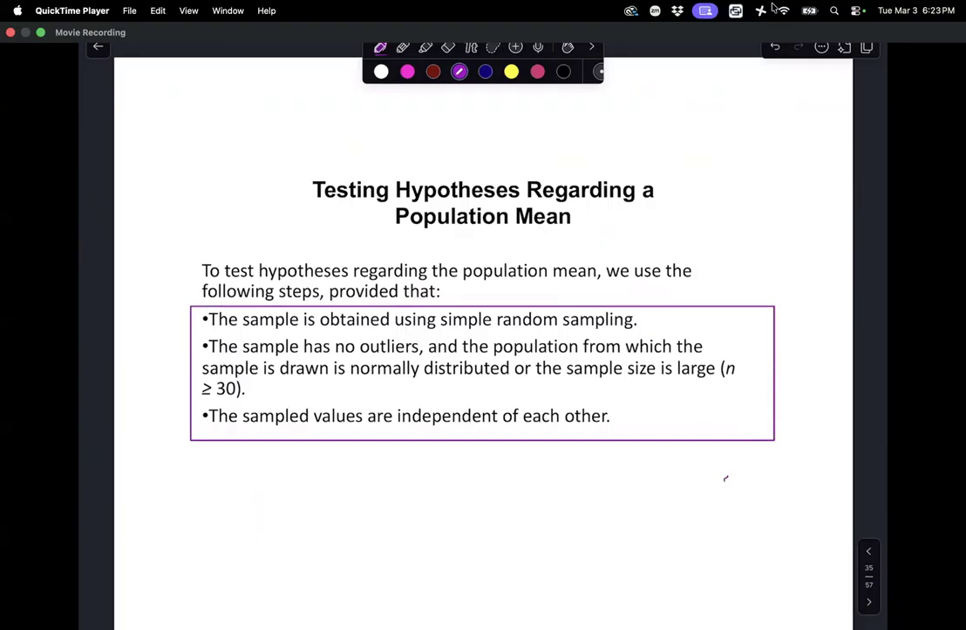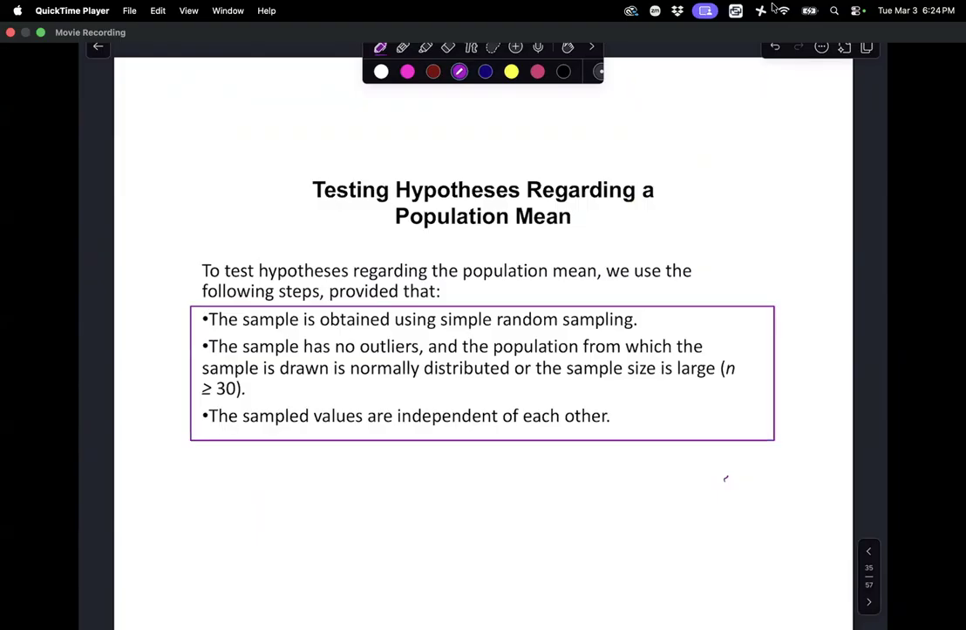If our sample size is less than 30 and it doesn't state that the population is normally distributed, you're going to assume it's normal. But you're going to have to write that you are assuming normal. You're also going to have to write that you're assuming random sampling if it doesn't say. These things you have to check.